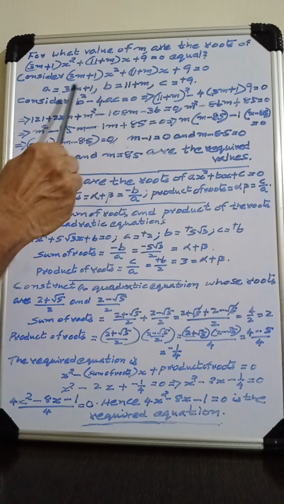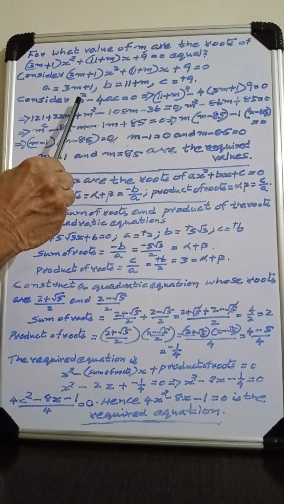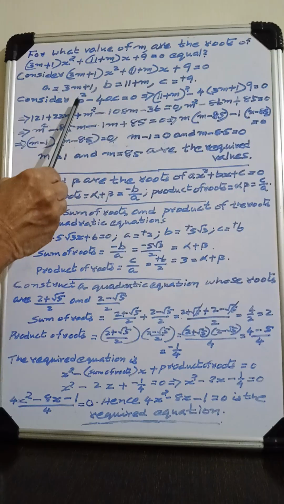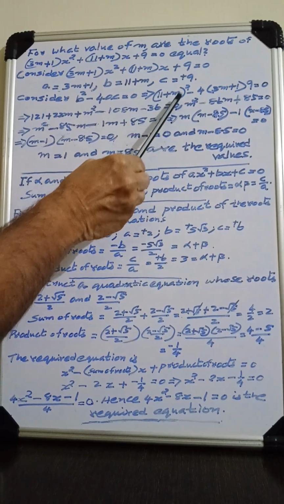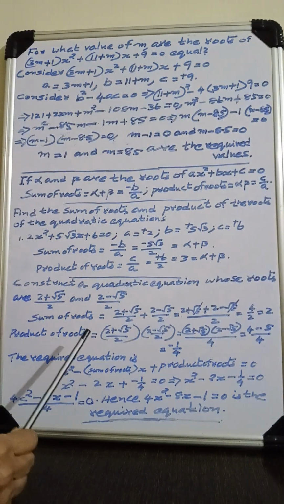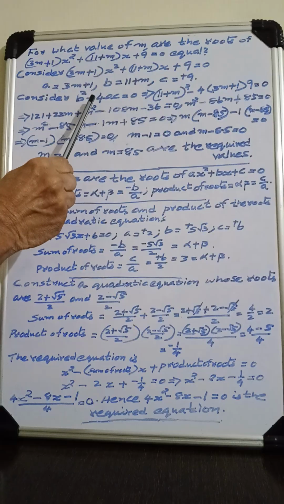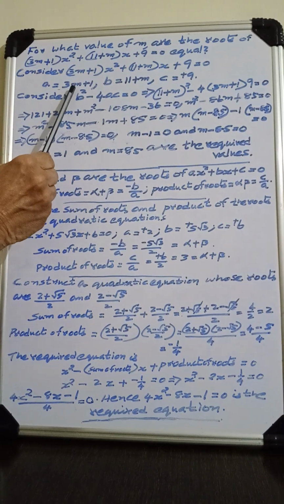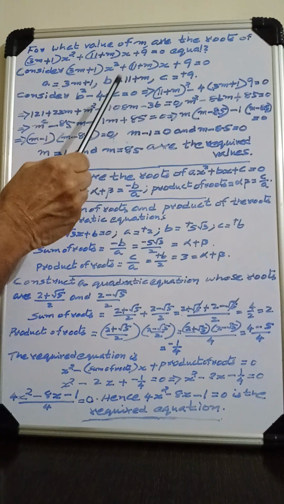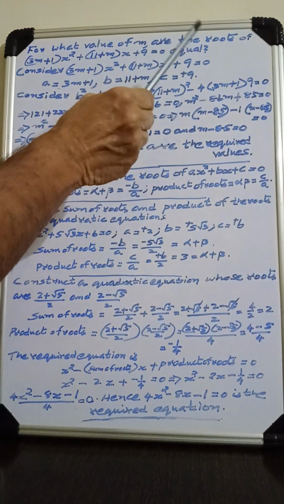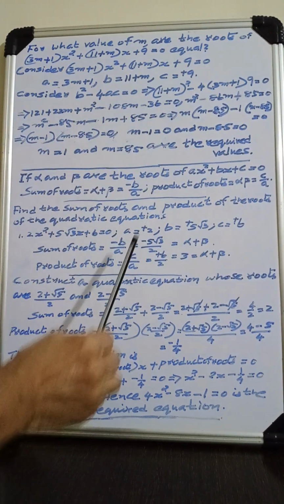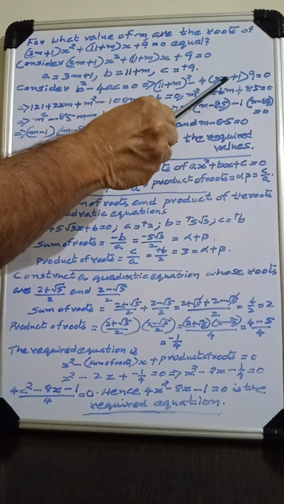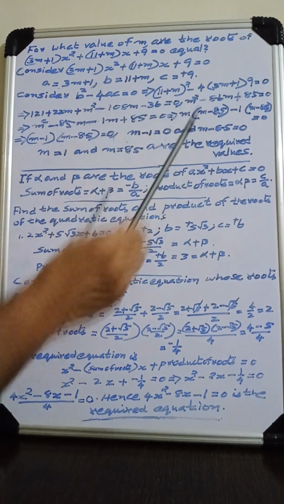In this concept, I am substituting 11 plus m in the place of b. Therefore, b squared means (11 plus m) the whole squared, minus 4 into a. In the place of a, we substitute 3m plus 1, and in the place of c, we substitute positive 9. Therefore, minus 4 into (3m plus 1) into 9 equals 0.